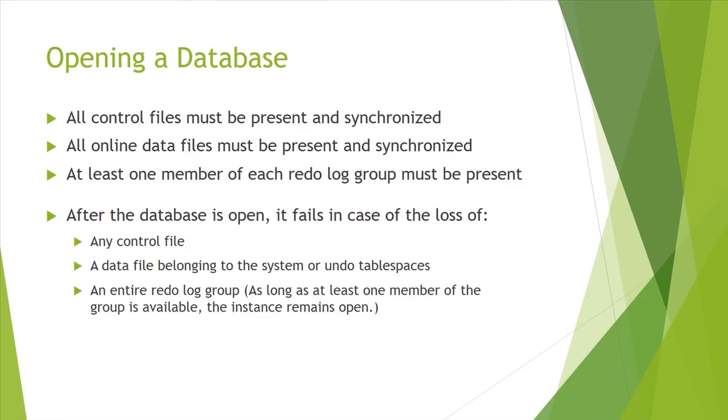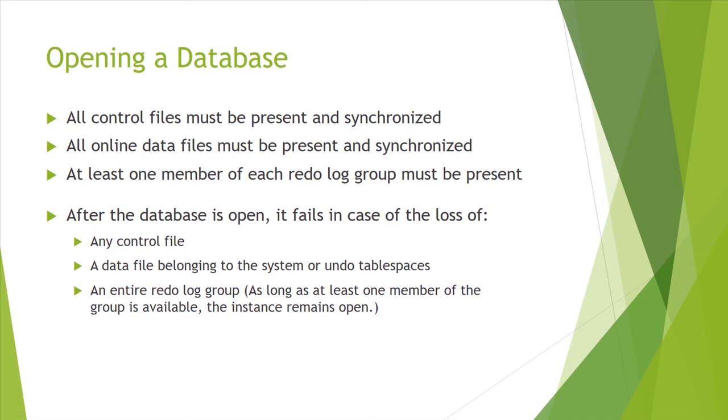As we discussed before in previous chapters, starting up the database goes into three stages. The first stage is the no mount stage, then the mount stage, and then the open stage. In the first stage, while starting up the instance from shutdown to the no mount state, the database parameter file will be opened, the instance started and the SGA allocated. During mounting the database, all control files must be present and synchronized.